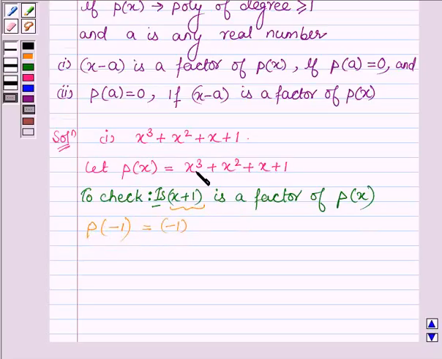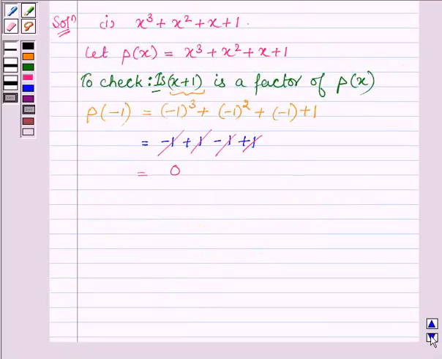So replacing the variable x by minus 1, we have (-1) whole cube, (-1) whole square, plus (-1), plus 1, which is further equal to minus 1, plus 1, plus into minus is minus, so again minus 1, plus 1. Minus 1 cancels out with plus 1. Again, minus 1 cancels out with plus 1 and we are left with 0. So this implies P(-1) is equal to 0.